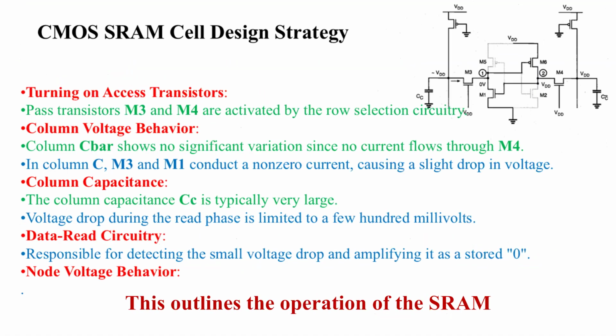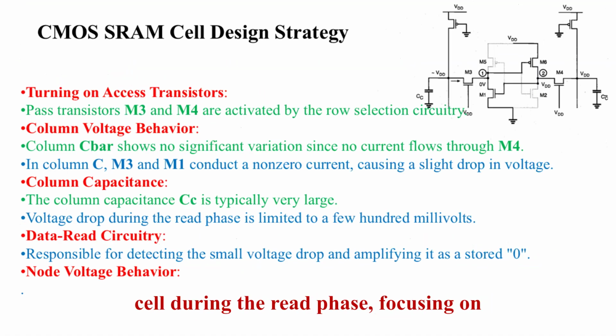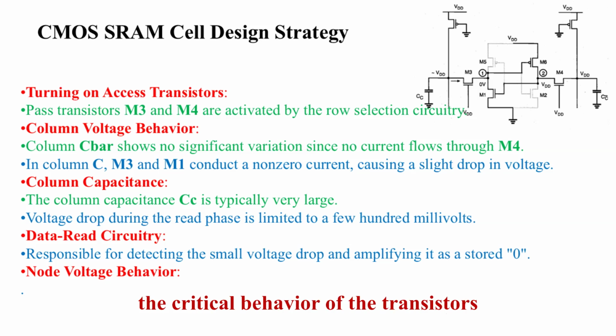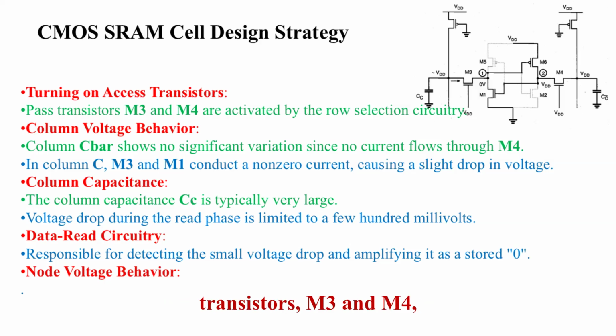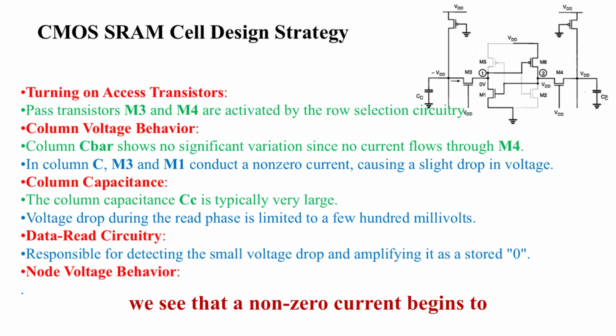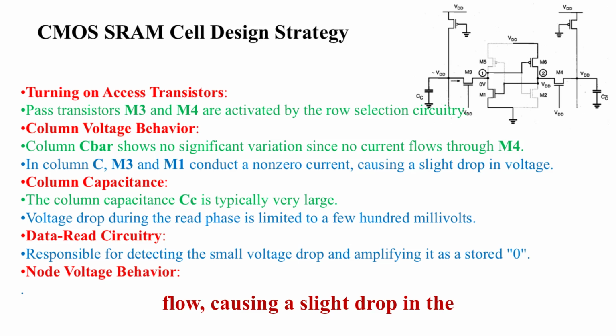This outlines the operation of the SRAM cell during the read phase, focusing on the critical behavior of the transistors involved. When the row selection circuitry turns on the access transistors, M3 and M4, the expected behavior of the column voltages begins to unfold. In column C bar, we observe that there is no significant change in voltage since M4 does not conduct any current. Conversely, in column C, where M3 and M1 are activated, we see that a non-zero current begins to flow, causing a slight drop in the voltage level.